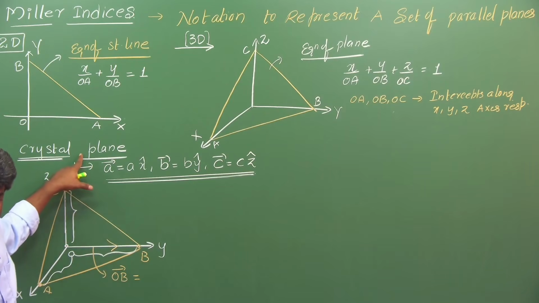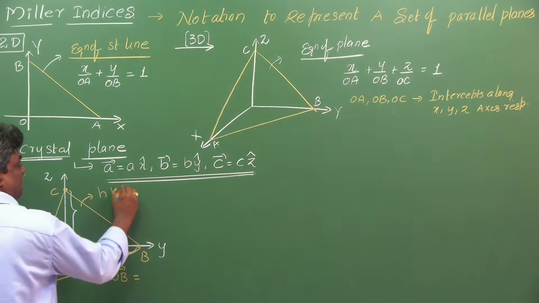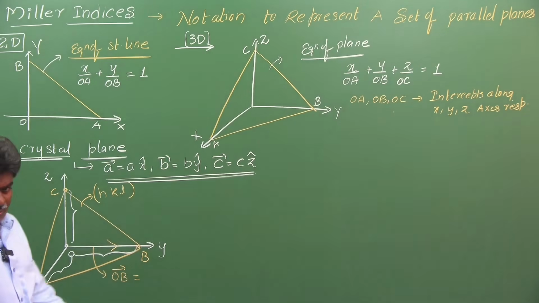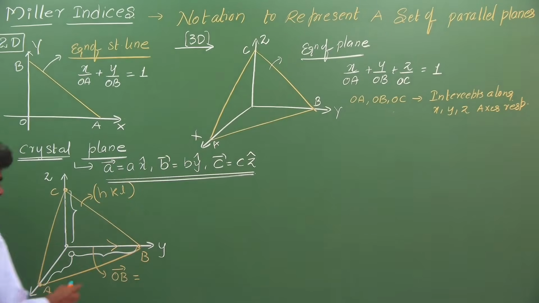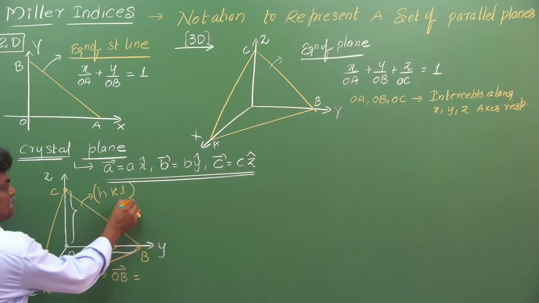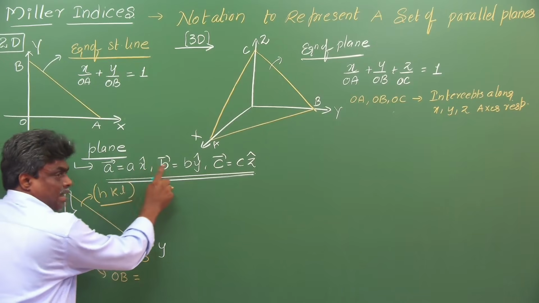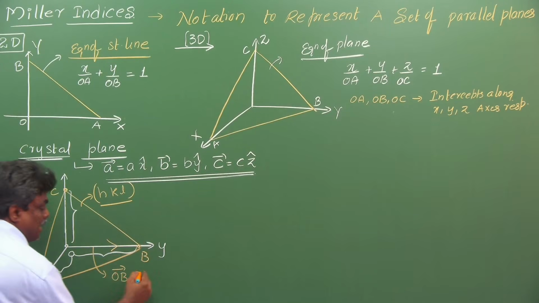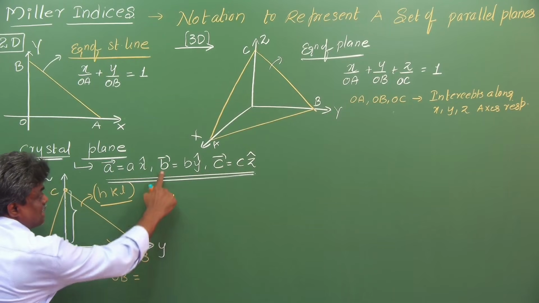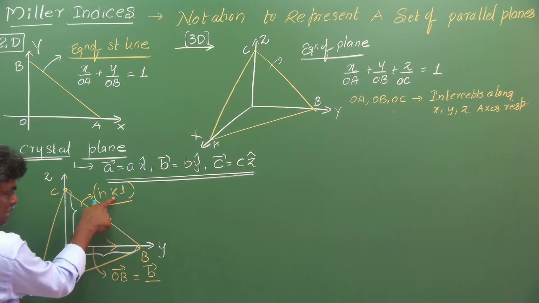I have taken a crystal plane. This crystal plane is represented by Miller indices, h k l, that you know. That hkl we are going to find now. We are getting a relation. Whenever this plane is represented by hkl and the crystal parameters are a, b, c, then OB bar equals, this is the y axis, that's why b bar by k.